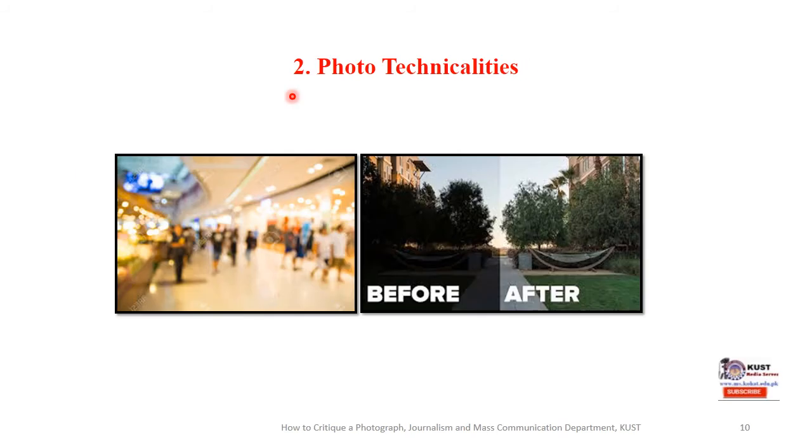So for the examples of photo technicalities, look at the very first image. In this image we can see that all the information, all the details, are defocused. This is one of the techniques of photo critiquing, and such images cannot be given any space in print journalism or print media, as well as in broadcast media. If it is a picture or a video, it cannot be given space in the print media or in the broadcast media.